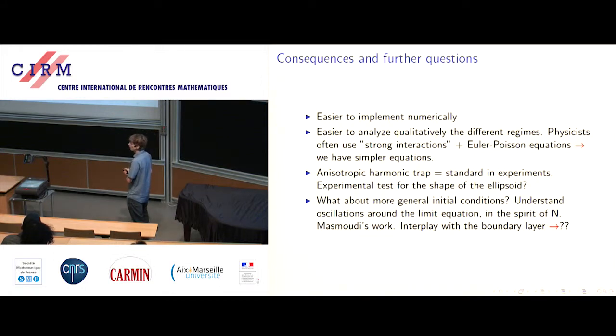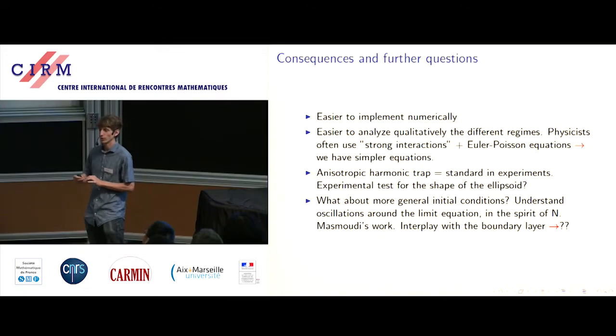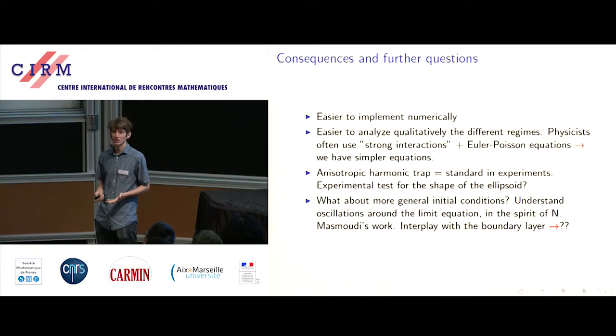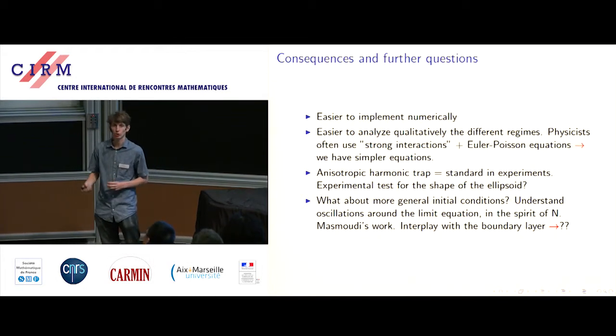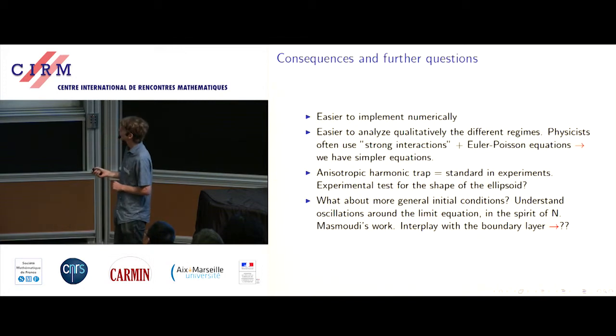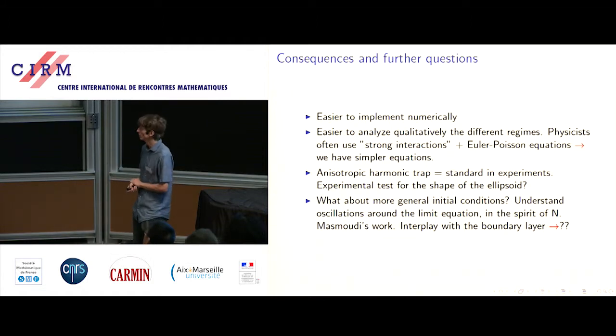Another thing is, if you remember this picture of the very elongated domain in an anisotropic trap. This is something that they may be able to control in the experiments. Their external potential, they have some ways to control it. So maybe there could be some experimental test on this shape of the limiting density. This is probably not too difficult experimentally.